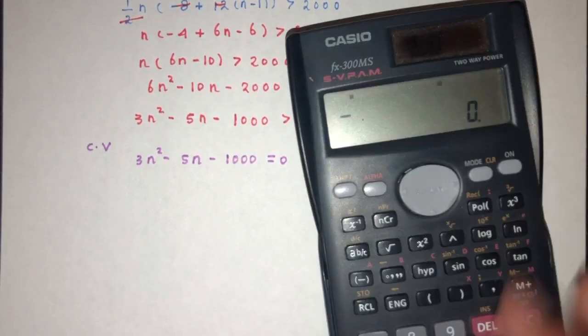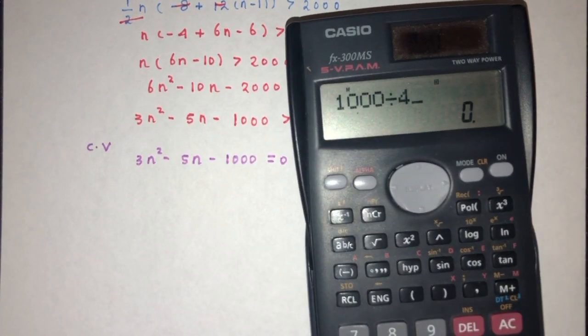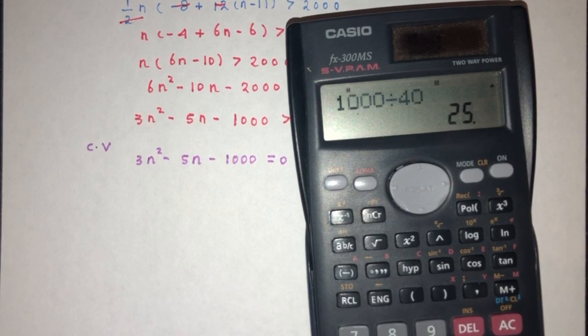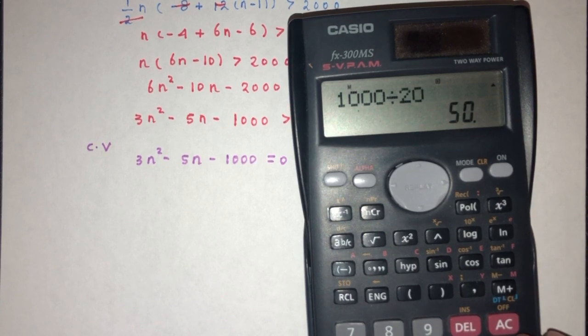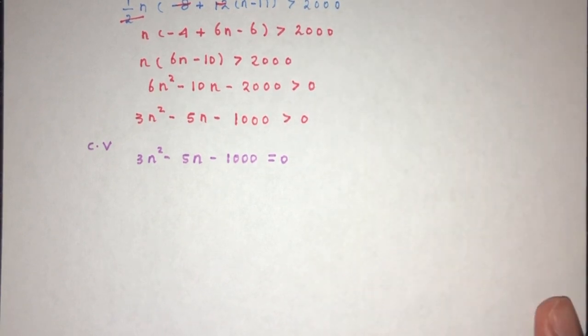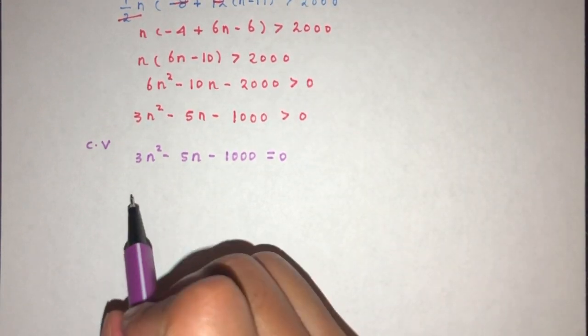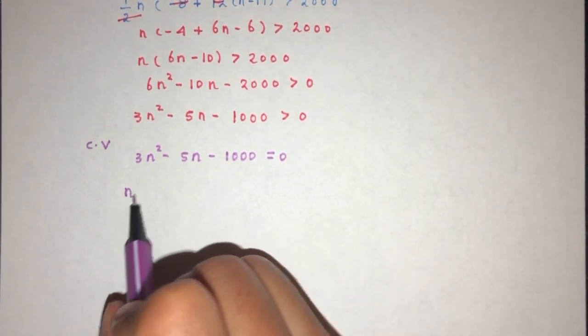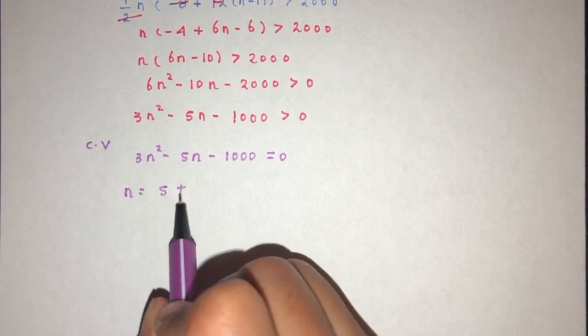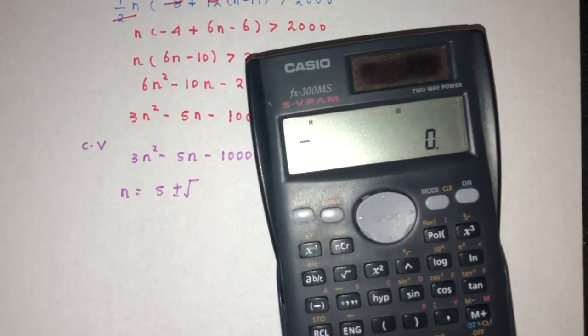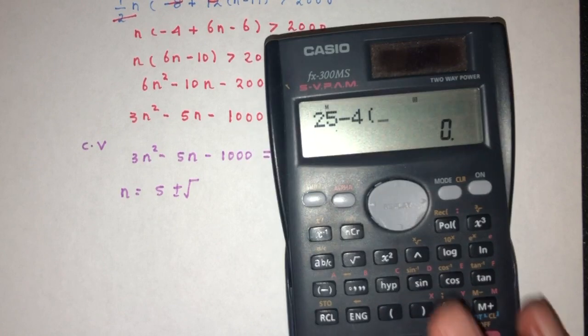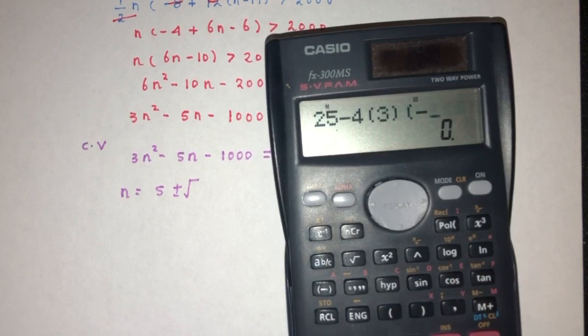Now, what is 1000? Let's say divide by 40. That'll be 25. Not good. 1000 divide by 20. Let's say divide by 20. That'll be 50. Not good at all. So let's use our formula here. I just don't know. I guess I just can't think of anything right now. So n will be minus b will be 5 plus minus root of b squared minus 4 times a times c.